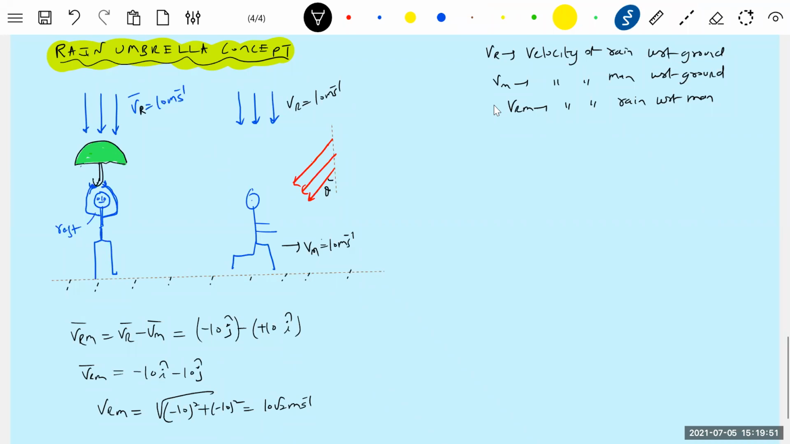Now how should you hold the umbrella against the raindrops? The umbrella should be positioned in such a way that it is against this one. So now he has to hold the umbrella in this way, at 90 minus theta with the horizontal. Wait, let me complete everything.